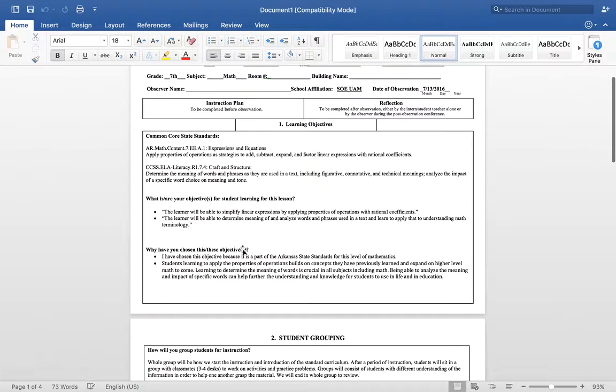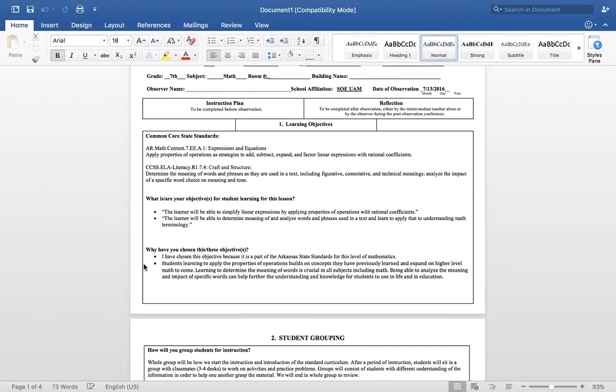I have chosen these objectives because it is part of the Arkansas State Standards for this level of mathematics, along with the students will be learning to apply the properties of operations, which will build on the concepts they have previously learned and expand on higher level math that they will learn in our future units.